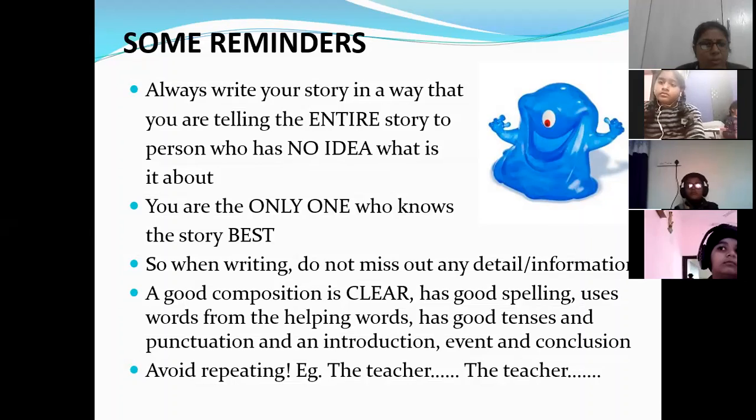Now avoid repeating. An example is given, like the teacher. Why is it given here? Suppose you get a picture about a teacher, and you have to write a composition based on it. Do not repeat this word again and again: the teacher is standing, the teacher is writing, the teacher is wearing a beautiful dress, the teacher has curly hair. We should not write this again and again.